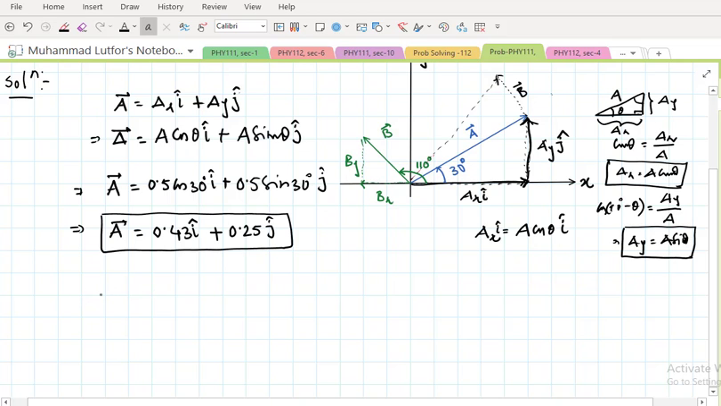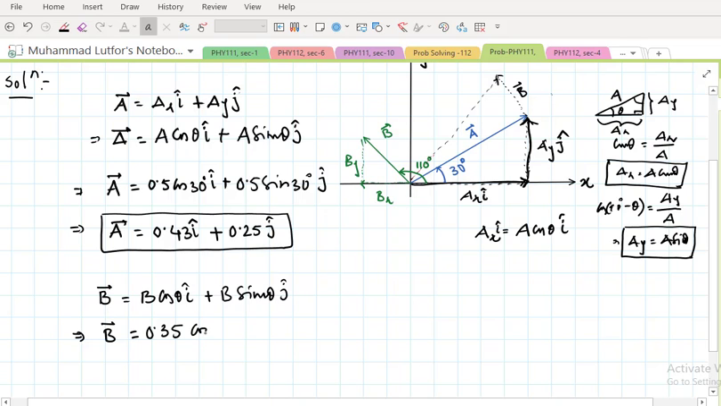We can also find that using the components again. I will write down vector B would be B cos theta i hat plus B sin theta j hat, right? I split that vector B. Then vector B's magnitude is 0.35, so I write down 0.35 meter, and the angle is 110 degrees. We count the angle always from the positive x-axis, counterclockwise is positive. That's why this angle is 110 degrees.